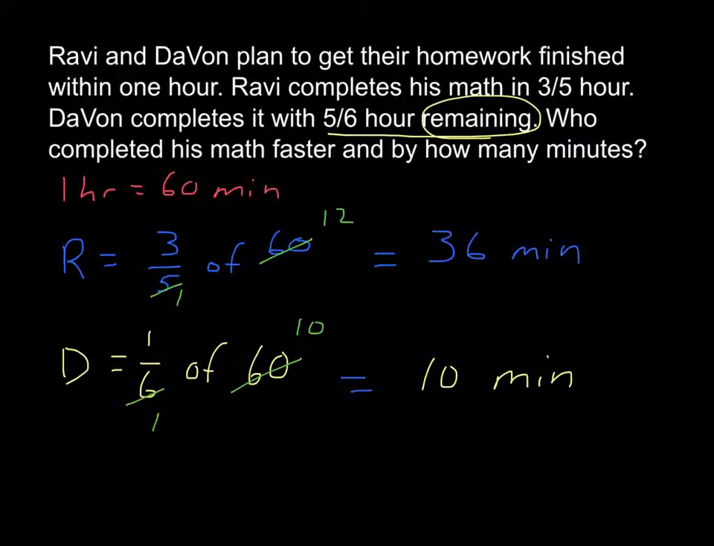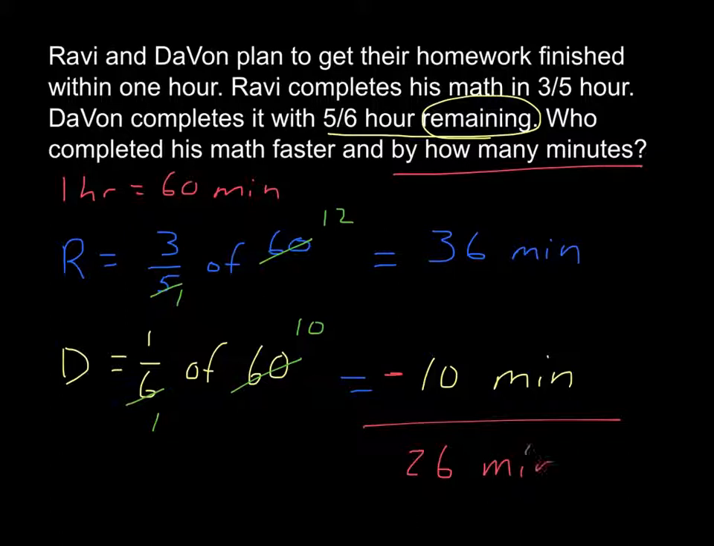And again, it's important to pay attention to the problem. It says by how many minutes? So then what I need to do is subtract. 36 minus 10 is 26 minutes. So Devon was 26 minutes faster than Ravi. Again, we're breaking the problem down, looking at it step by step, and remembering each part of the problem.